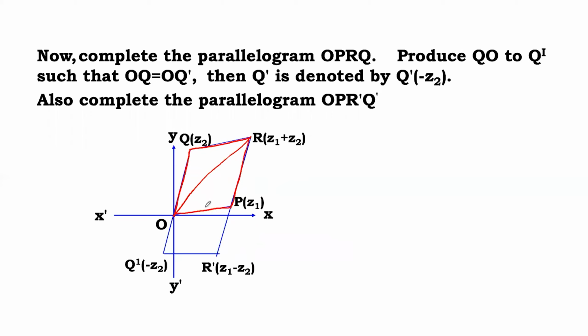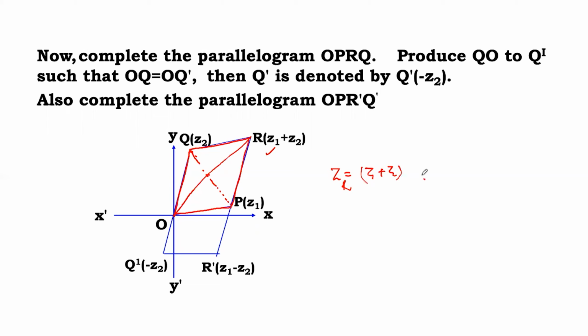Basically, if we have to solve this, we know that the midpoints of both diagonals will be at the same point. So this is the point, Z1 plus Z2 by 2, and this is again Z1 plus Z2 by 2. So this new complex number R is nothing but Z1 plus Z2.